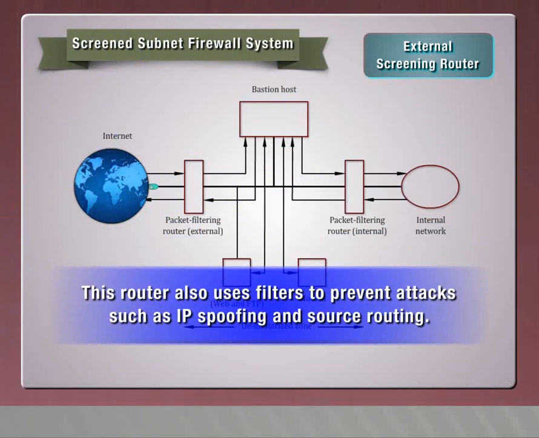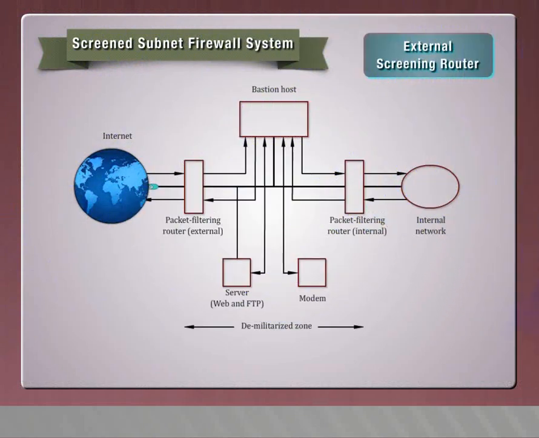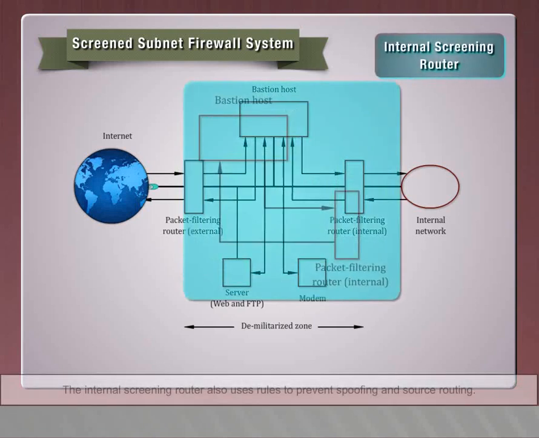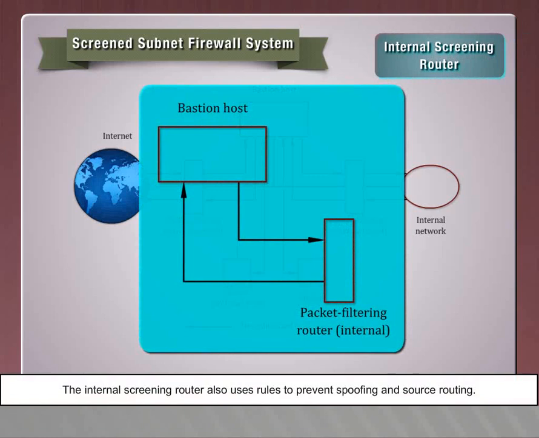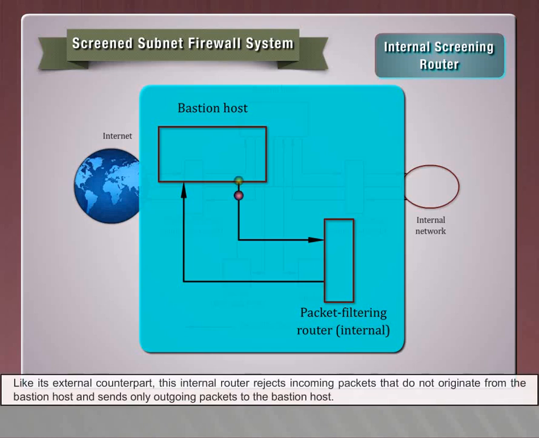This router also uses filters to prevent attacks such as IP spoofing and source routing. Internal screening router. The internal screening router also uses rules to prevent spoofing and source routing. Like its external counterpart, this internal router rejects incoming packets that do not originate from the Bastion host and sends only outgoing packets to the Bastion host.